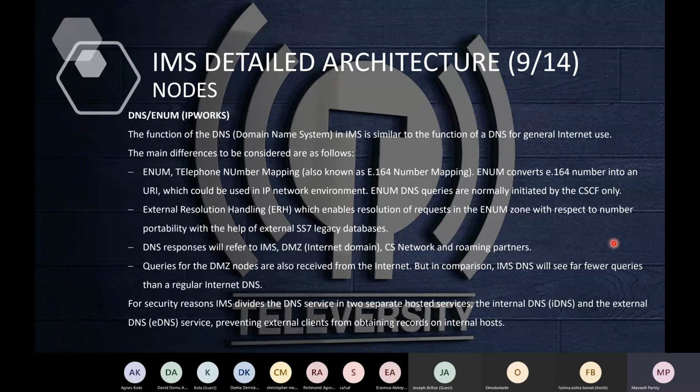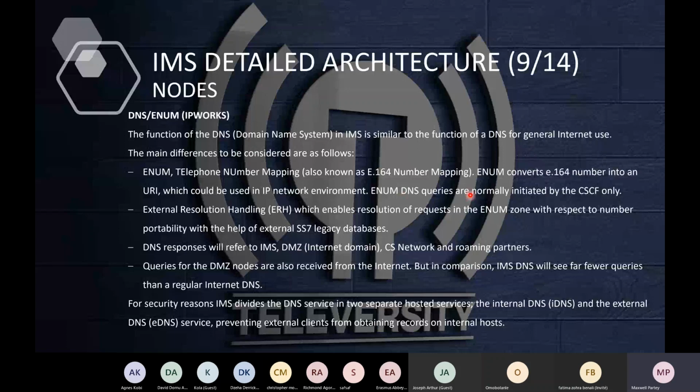How are we able to map these URIs to the B number or to the phone number, or to the numbers that are based on the E164 number formats, such as phone numbers, such as the MSISDNs? The node that handles that aspect is also part of the DNS, which is called the ENUM. So the ENUM stands for what? Telephone number mapping. So the ENUM converts the E164 numbers into URIs, which could be used in the IP network.